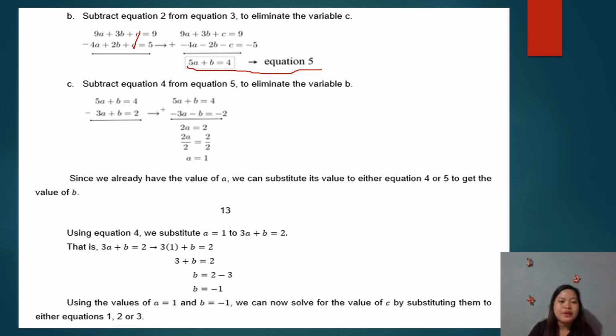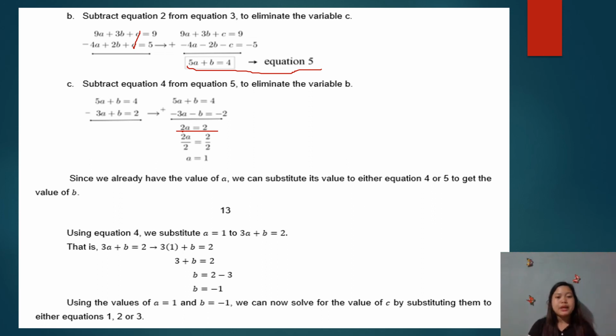Sakto? So we have here 5a plus b equals 4 minus 3a plus b equals 2. So 5a minus 3a, that's 2a. b minus b, that's 0. So wala na, cancel na si b. And 4 minus 2, that's 2. Now, we can now solve for a. So, 2a is equal to 2.